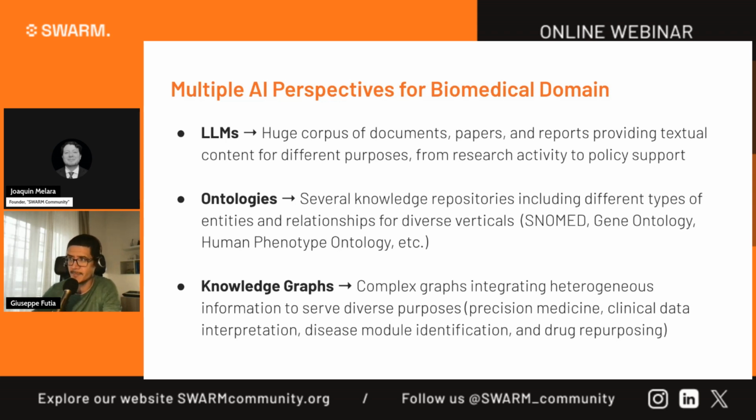At the same time, in this specific domain, we can condense all the information coming from this huge corpus of documents and these different knowledge repositories into knowledge graphs, which are complex graph representations able to integrate and incorporate information from heterogeneous sources. You usually build these knowledge graphs for specific purposes and application scenarios in the biomedical domain, including precision medicine, clinical data interpretation, disease model identification, and drug repurposing.